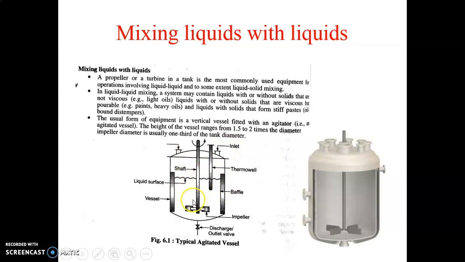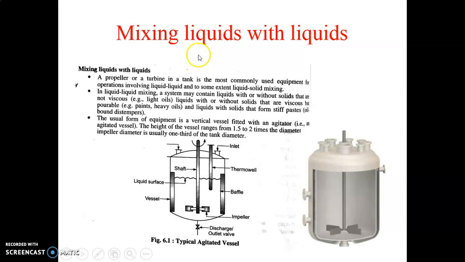So you have to mix this liquid and take out the liquid from this outlet valve or discharge provided at the bottom. Here is the actual photo of this agitated vessel. This is called an agitator, and it is driven by an electric motor. The electric motor is provided for rotating the agitator, and these are the nozzles, for feeding the liquids or taking out the liquid from this tank.